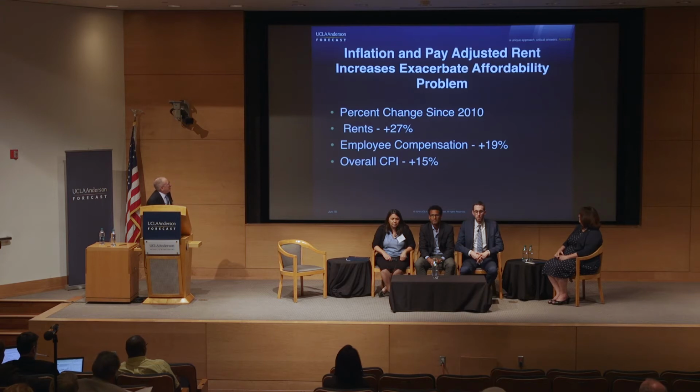But if you look at this, since 2010, rents are up nationally 27%. Employee compensation is up 19%. So rents are growing 50% faster than employee comp. Overall CPI is up 15%, so rents are double. And in Los Angeles, the situation is worse, but rents are double what CPI is.